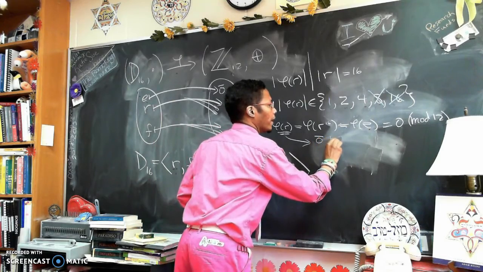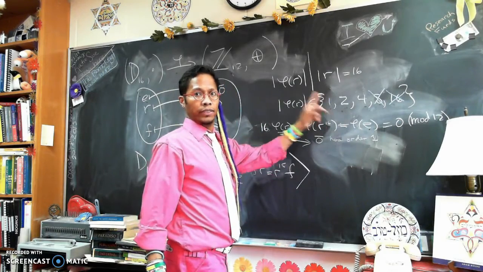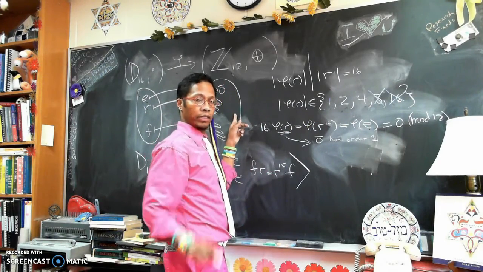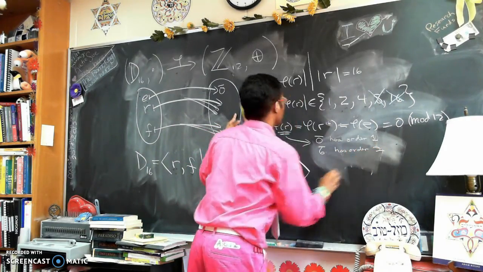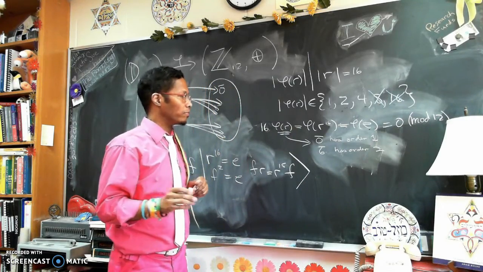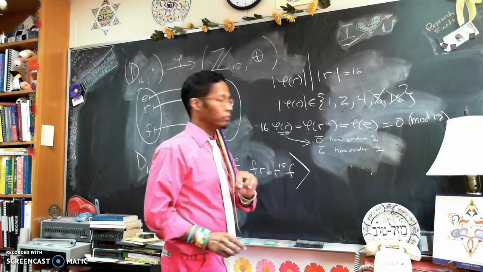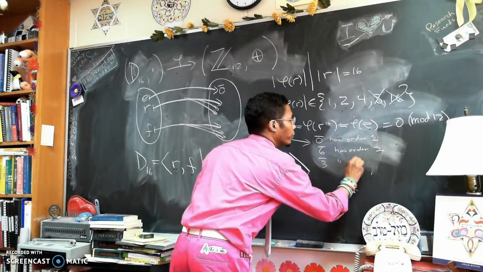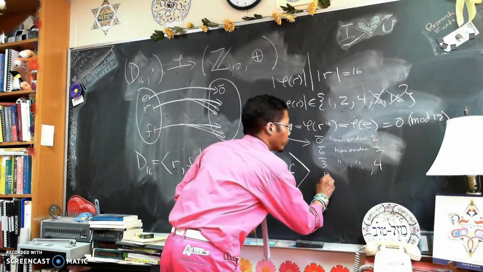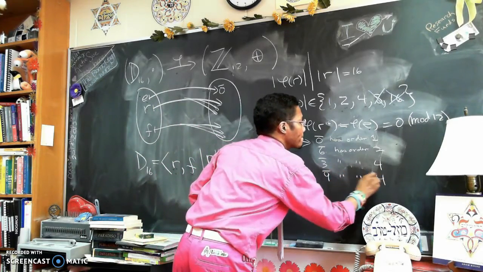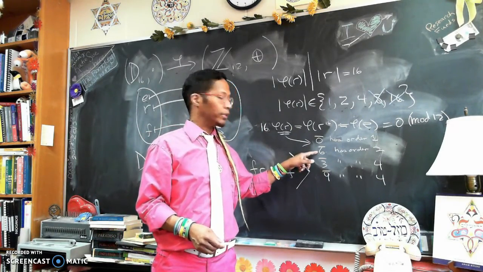0 bar has order 1. Order 2, only 6 bar here has that. 6 plus 6 is 0. So 6 bar has order 2. If you think about it, for order 4, 3 plus 3 plus 3 plus 3 is 0. So 3 bar has order 4. There's another one. 9 bar also has order 4. If you just think about that, that works. And that's it. There are no other elements of order 4. No other elements. 6 bar is the only one of order 2.